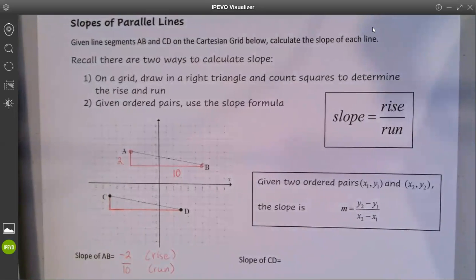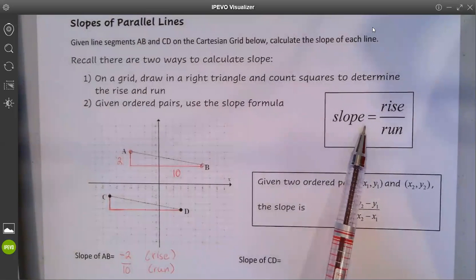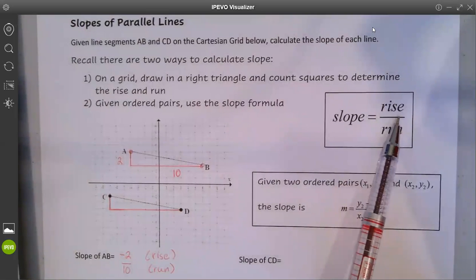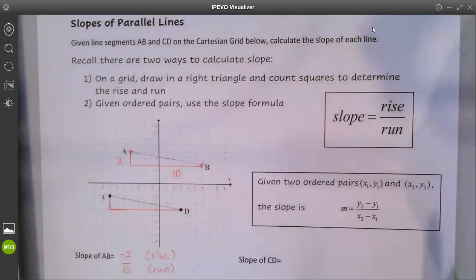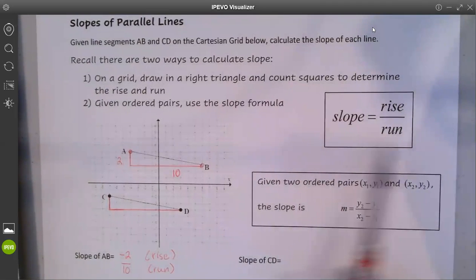And I want to calculate the slope of each line segment. So there are two ways to calculate slope. One is to use the formula rise over run. Rise refers to up and down, and run means forward and backwards. So you're dealing with your horizontal.